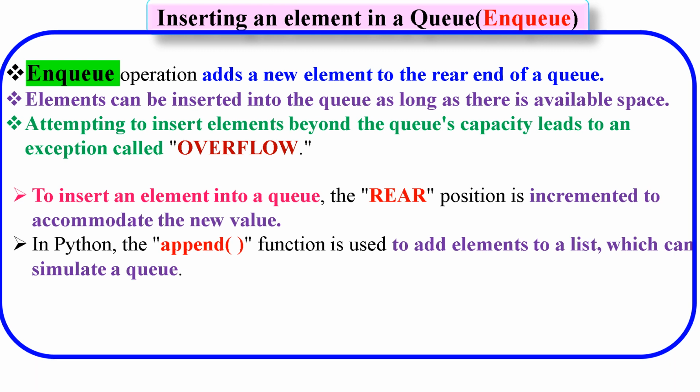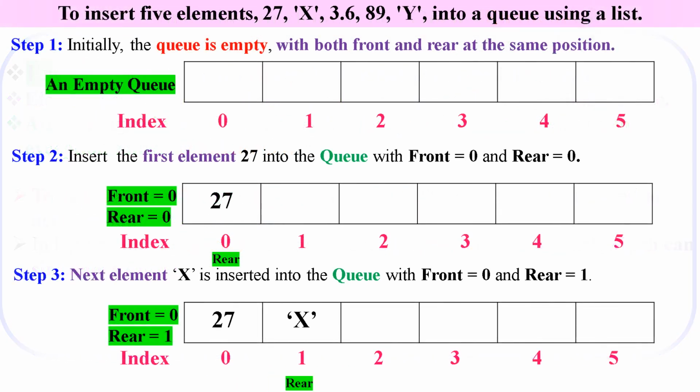In Python, the append function is used to add elements to a list, which can simulate a queue. Let's see an example. If we want to insert 5 elements, 27, x, 3.6, 89, y, into a queue using a list. Step 1. Initially, the queue is empty, with both front and rear at the same position. Step 2. Insert the first element, 27, into the queue with front equals 0 and rear equals 0.